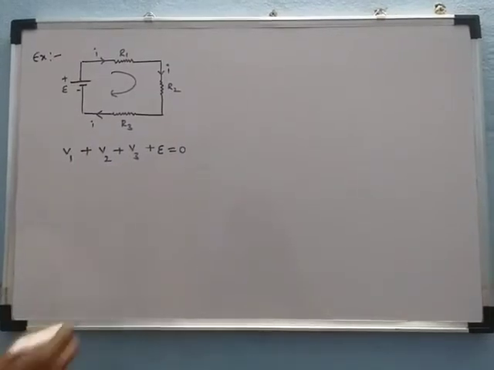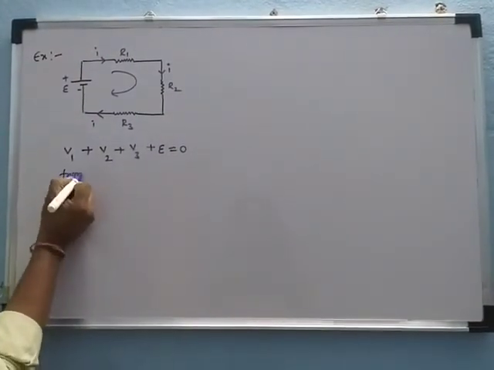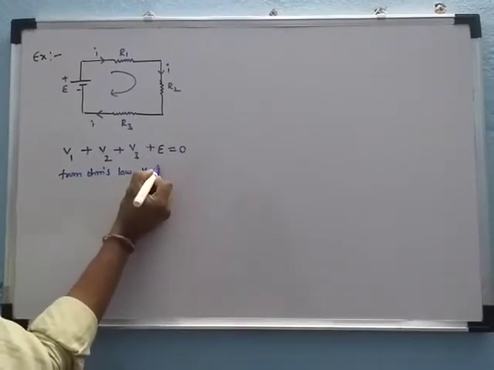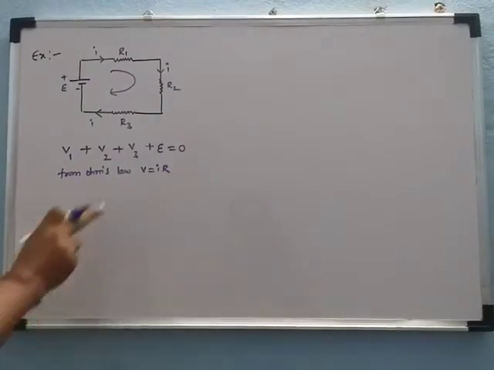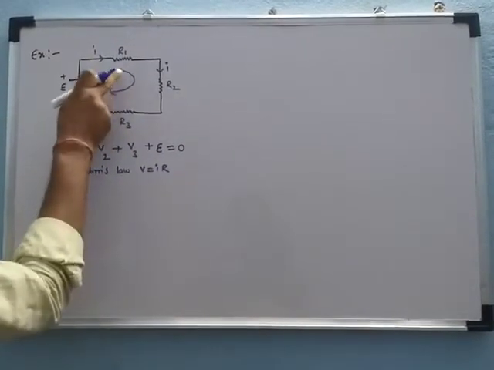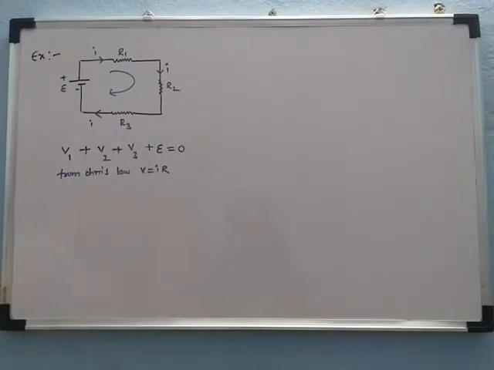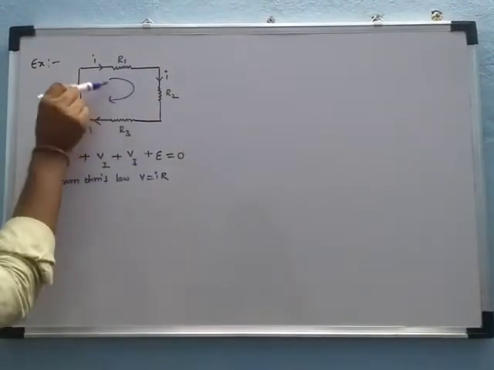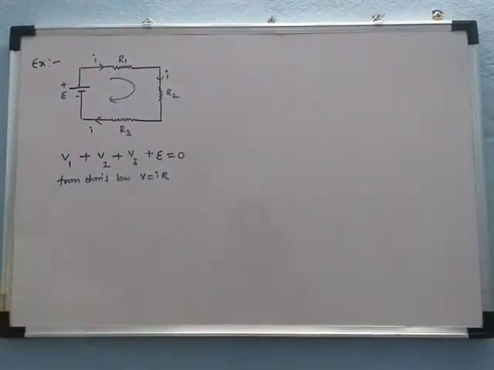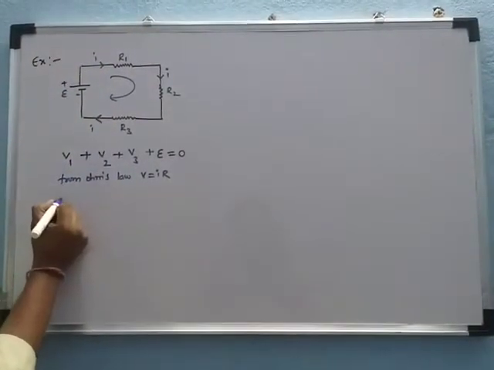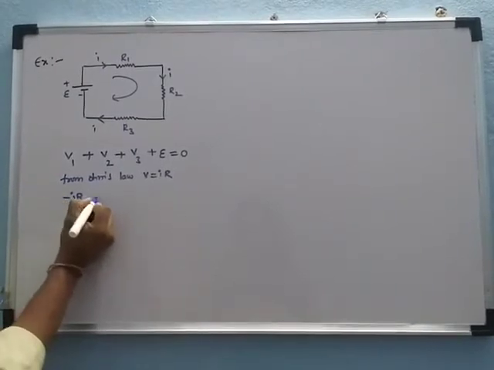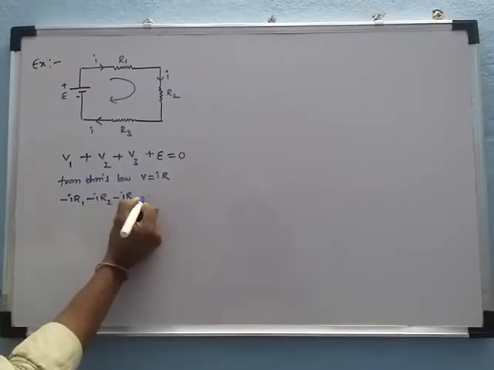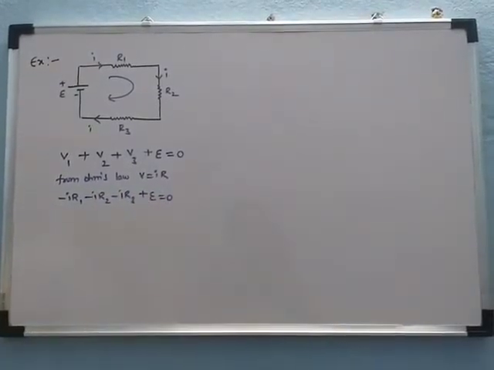From Ohm's law, V is equal to I into R: current into resistance for each resistor. We can observe the same amount of current in this circuit, and since the loop and the current have the same direction, we take the negative. So V1 is equal to minus I into R1. Here, minus I into R2, minus I into R3, plus E is equal to 0.